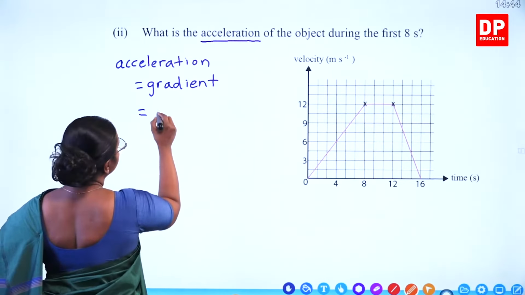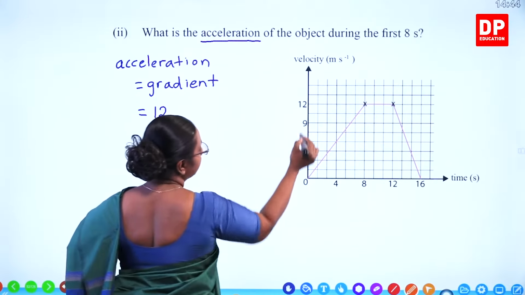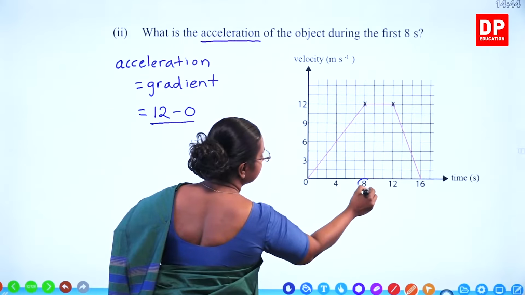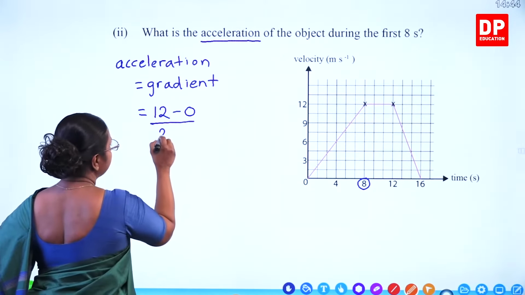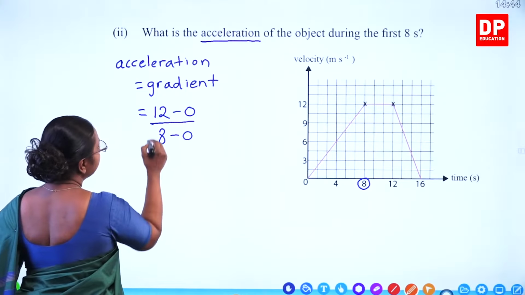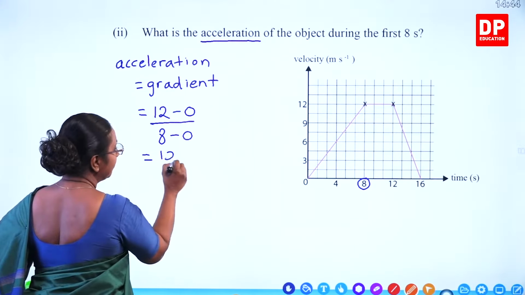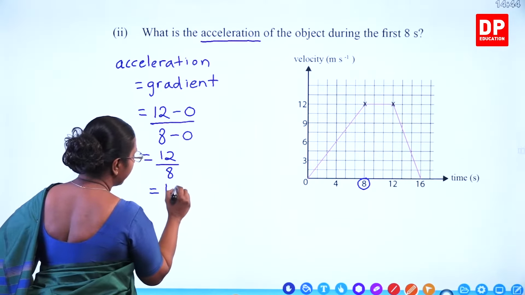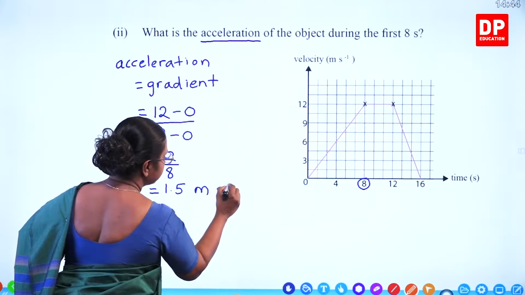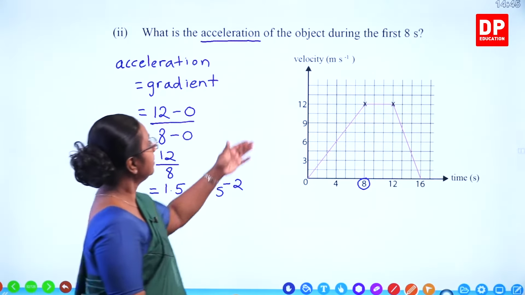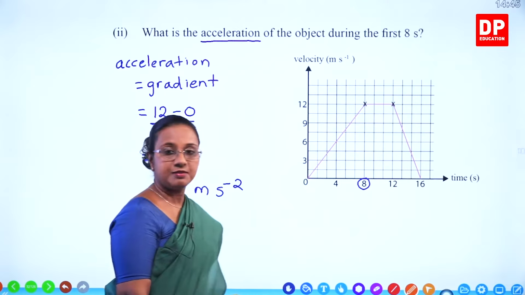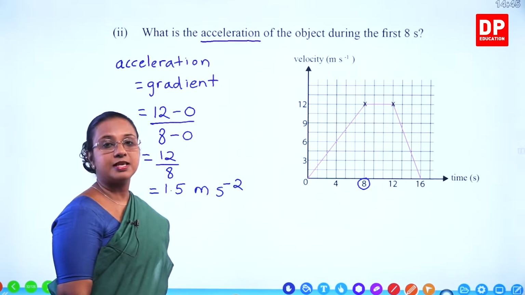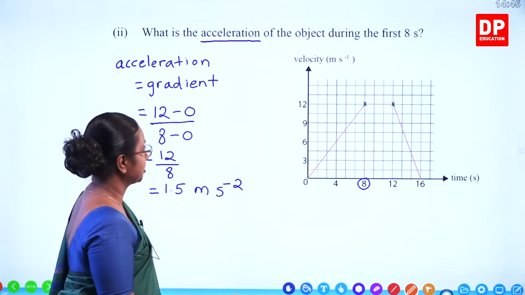That is equal to 12 is the final value, 0 is the initial value, divided by 8 is the final, and initial time is 0. So again you will get the values as 12 divided by 8, that is equal to 1.5 meters per second squared. Again velocity meter per second, time second. So when we divide, we get the unit as meters per second squared for acceleration.